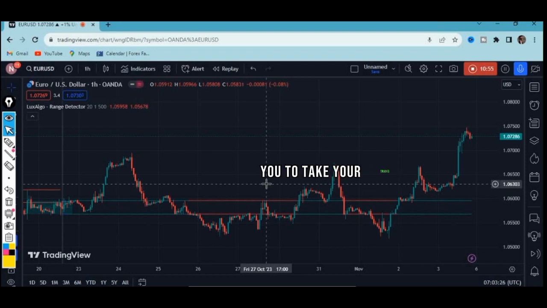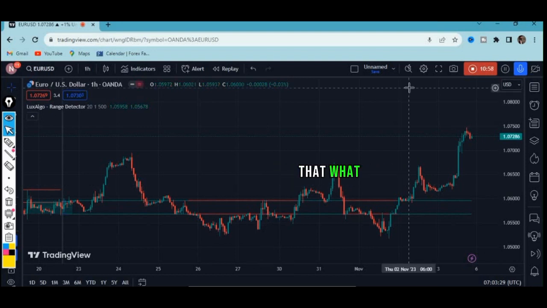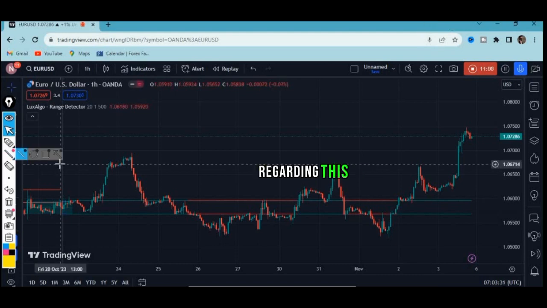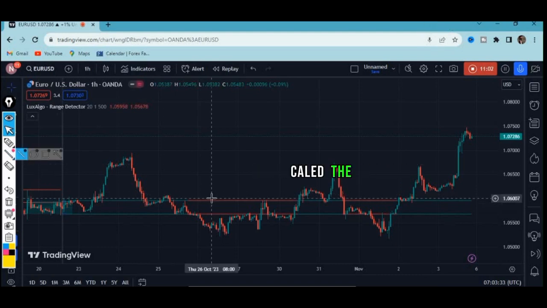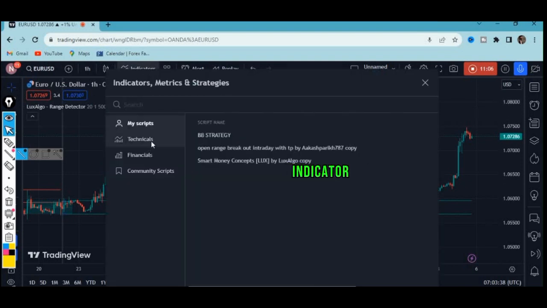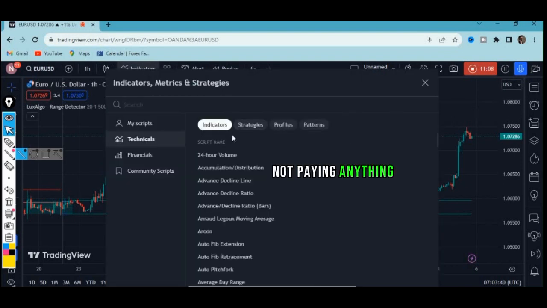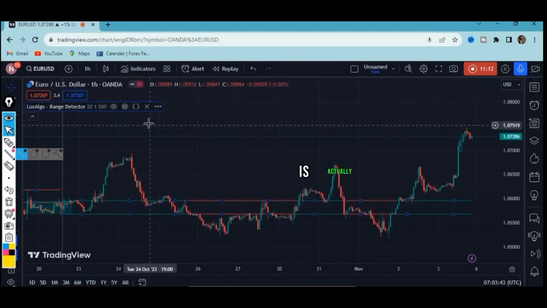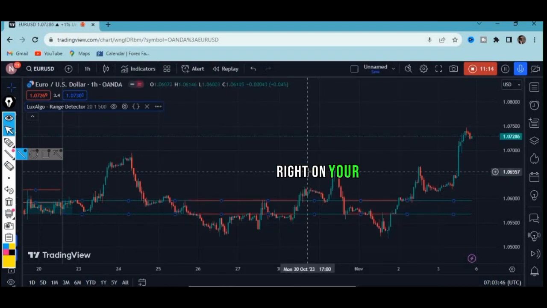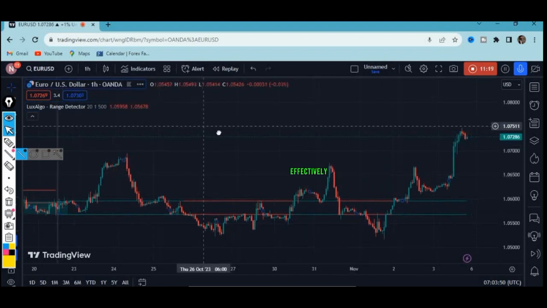Okay, so guys, that's what I had for today regarding this indicator by Lux Algo called the Lux Algo Range Detector, a super free indicator. You're not paying anything. The only thing you have to do is insert it right on your chart. Once you insert it, you will be able to execute your trades effectively.